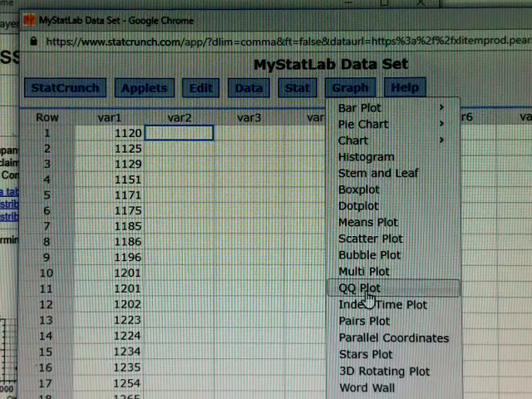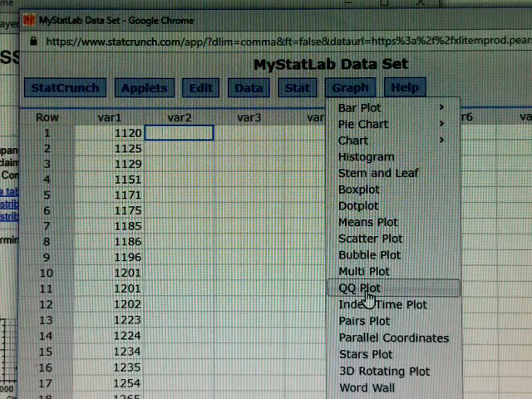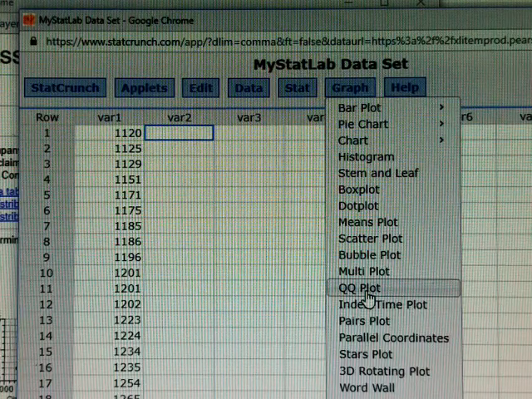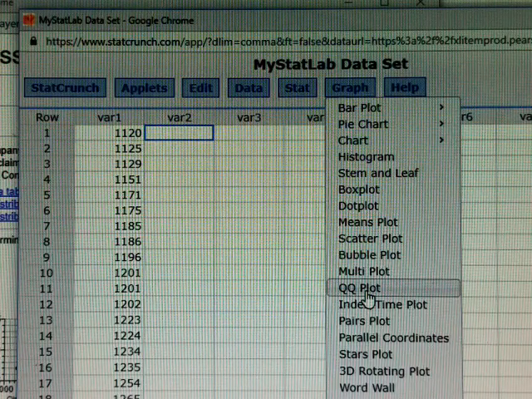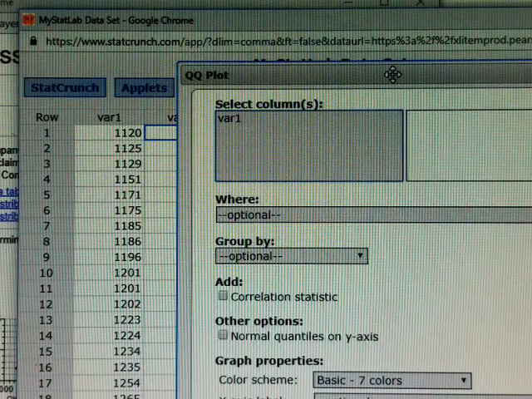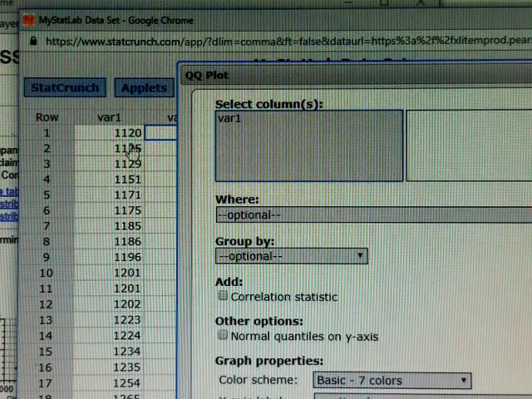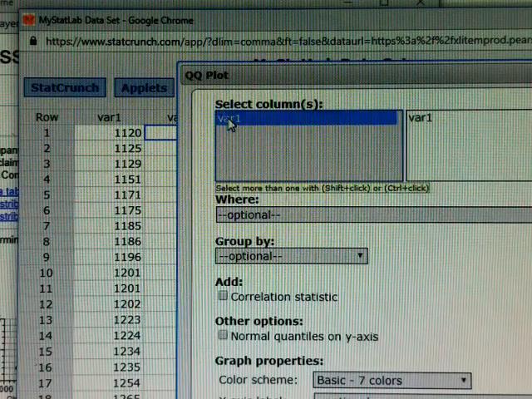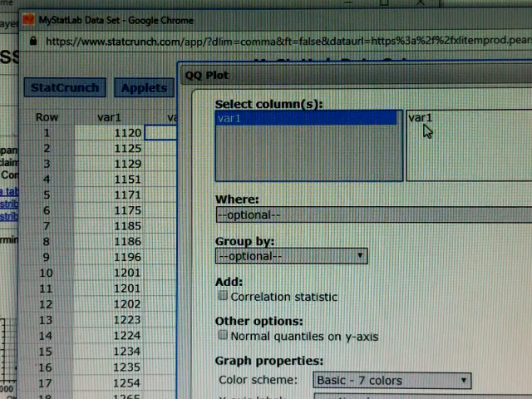Again, I'm not sure why StatCrunch calls it a QQ plot, but it is really a normal probability plot. That's your observed values for the x's and your expected z's for the y's. So I choose Normal QQ plot. Remember, my data happen to be right here in column 1, so I'm going to choose var1. That means that's the column all my variables are in.